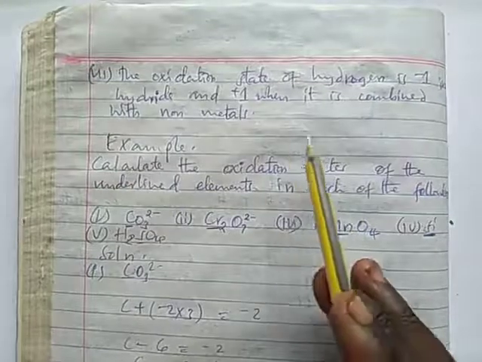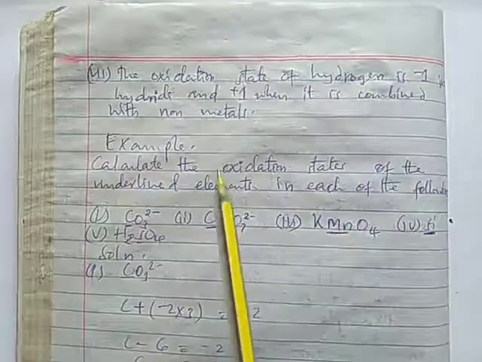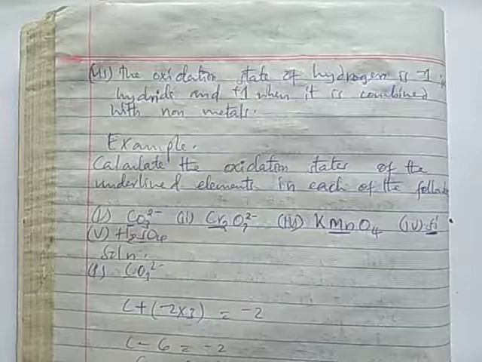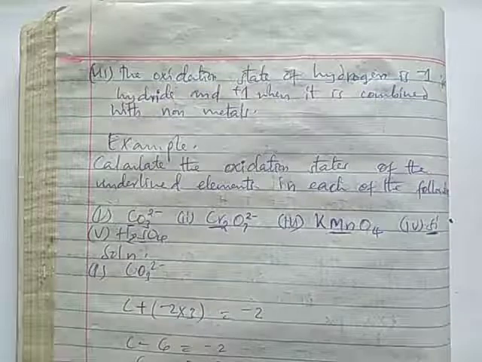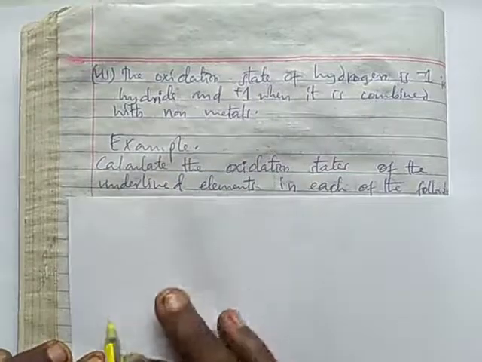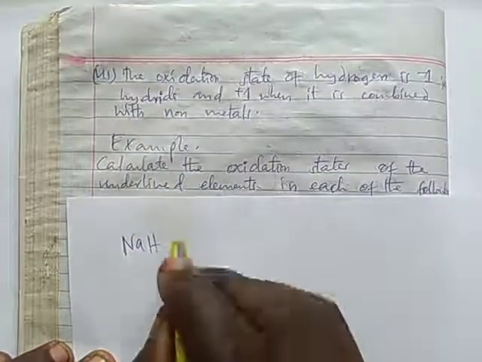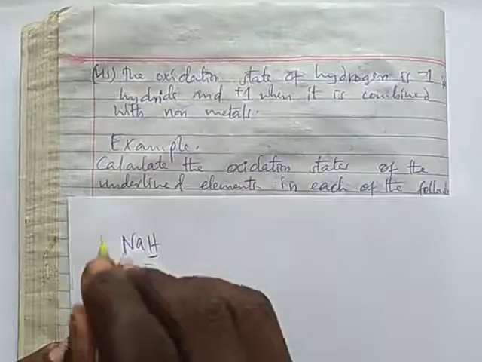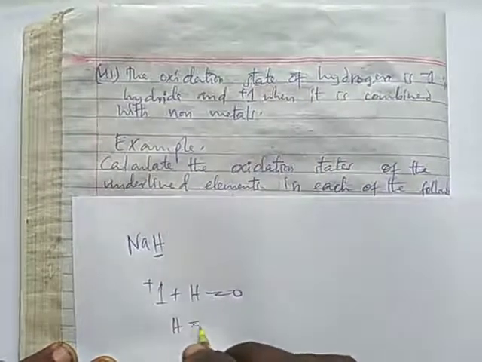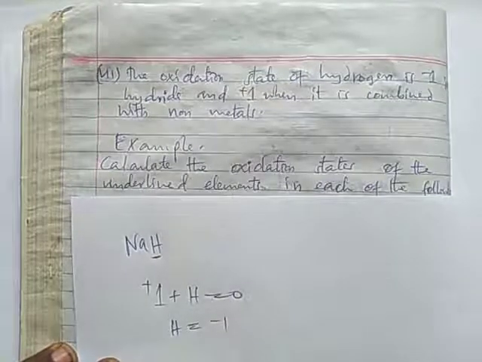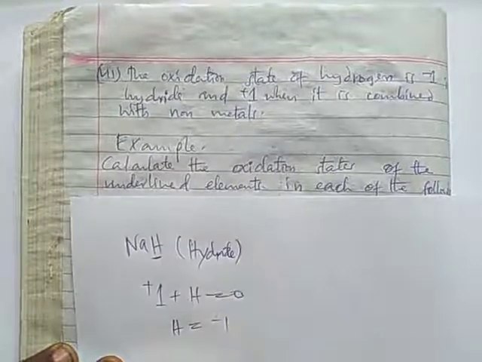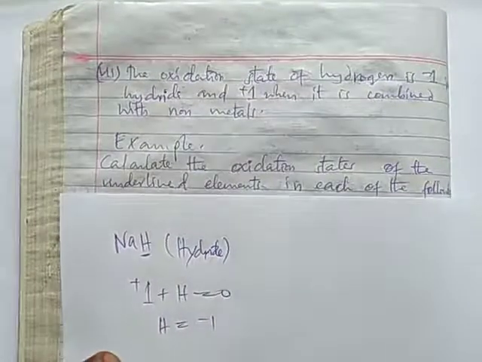Number 7, the oxidation state of hydrogen is negative 1 in hydride and positive 1 when it is combined with non-metal. Kwa hiyo kwa mfano tukiwa tuna hydrogen, let's say we have sodium hydride. Huyu hapa tukija kusolve oxidation state ile pale, manake sodium is +1 plus hydrogen is equal to 0. So hydrogen itakuwa sawa na -1. Unaona hii compound inaitwa hydride. Hydride tutaenda kusoma sana kwenye inorganic chemistry.